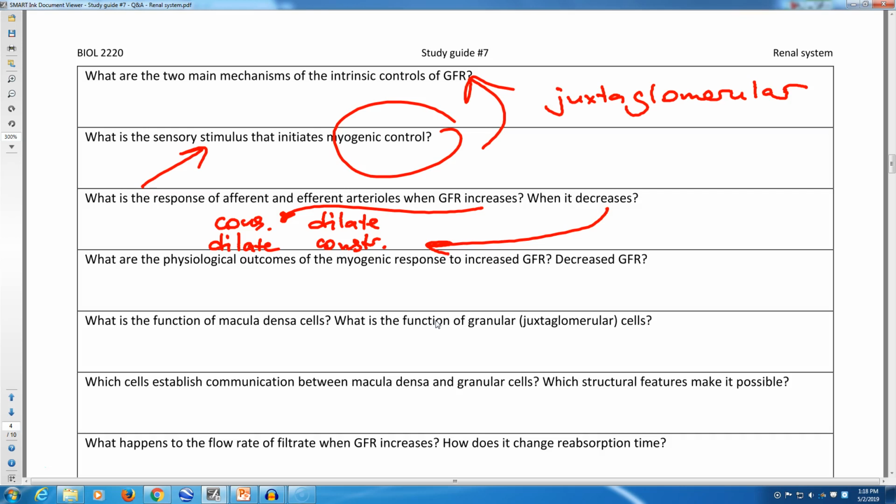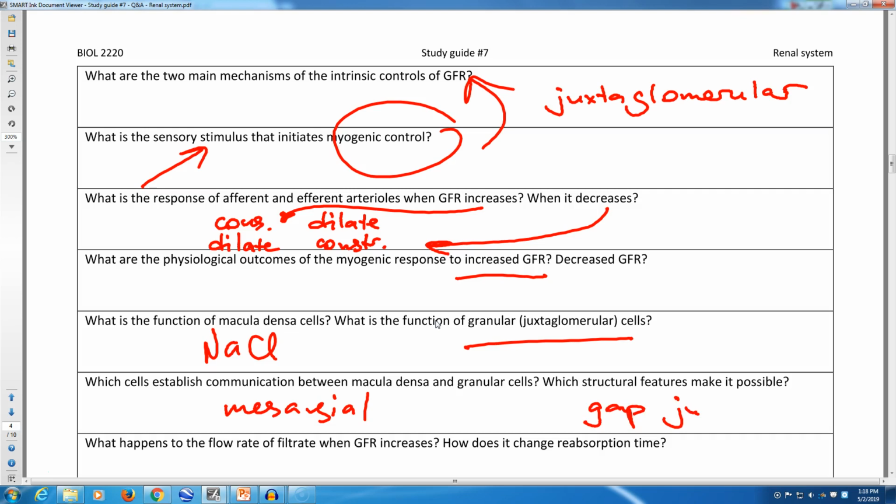So physiological outcomes: increased GFR goes down, decreased GFR goes up. Function of macula densa cells: sensing sodium chloride. Juxtaglomerular cells constrict or dilate afferent arterioles. Mesangial cells establish communication using gap junctions.